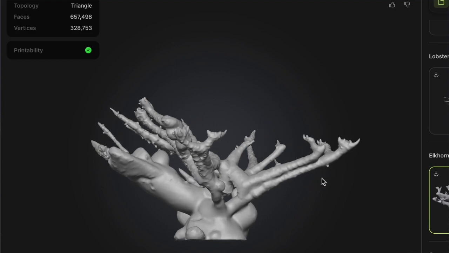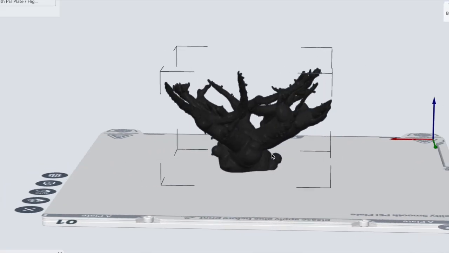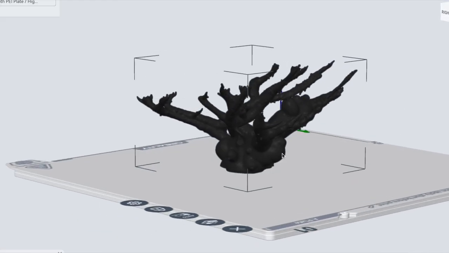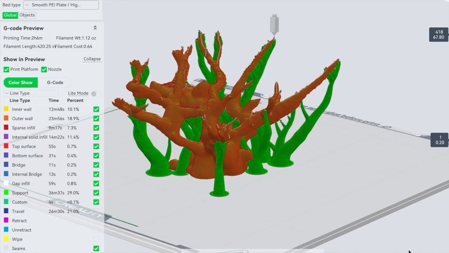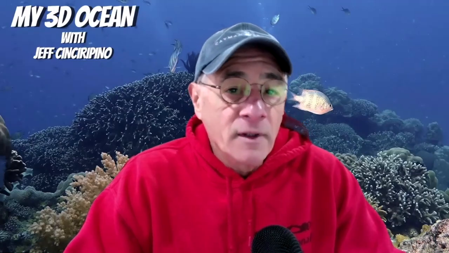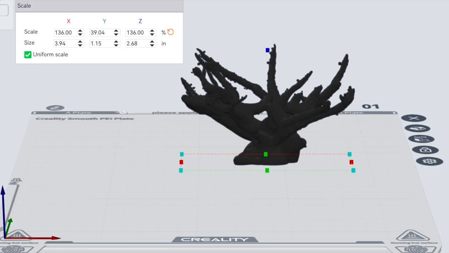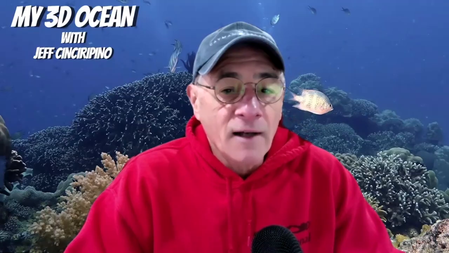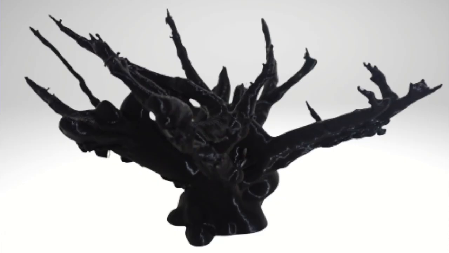So after creating the 3D model in Meshy, I loaded it into Creality Print and made a few adjustments to the scale. Once I had it all set, it was off to slicing. You can see that this one required quite a few supports. I printed the Elkhorn coral with black filament, and it took 2 hours and 3 minutes to print. You can see that it measures about 4 inches on the x-axis and is just over 2.5 inches high. So there it is, the Cayman Brac Elkhorn coral.